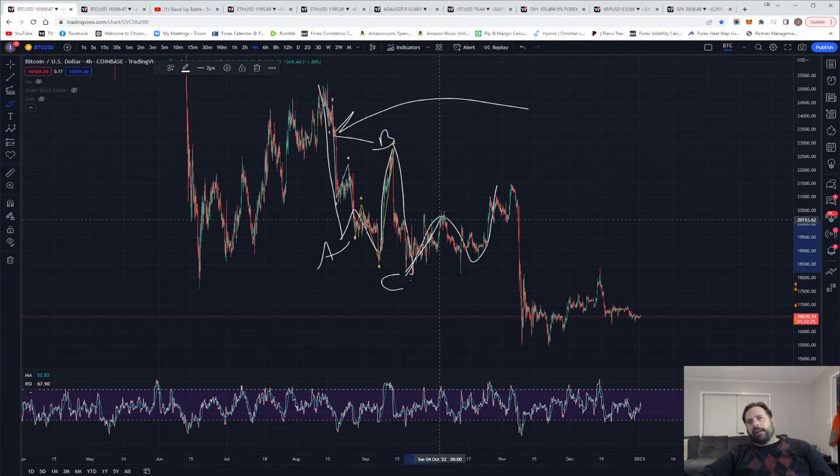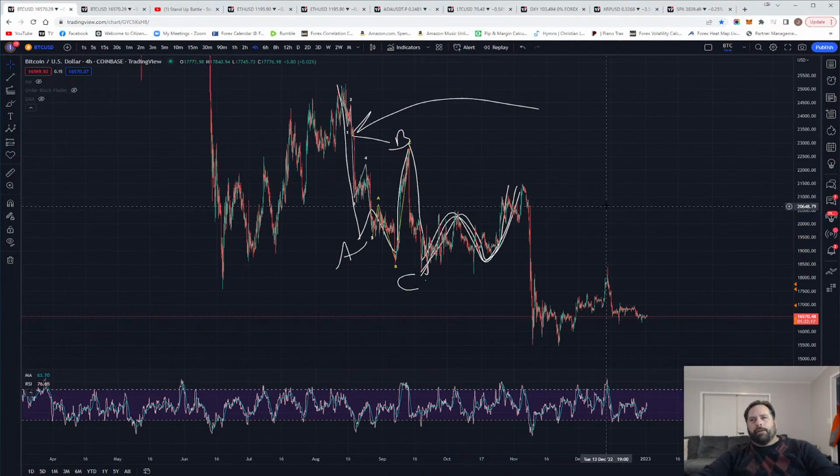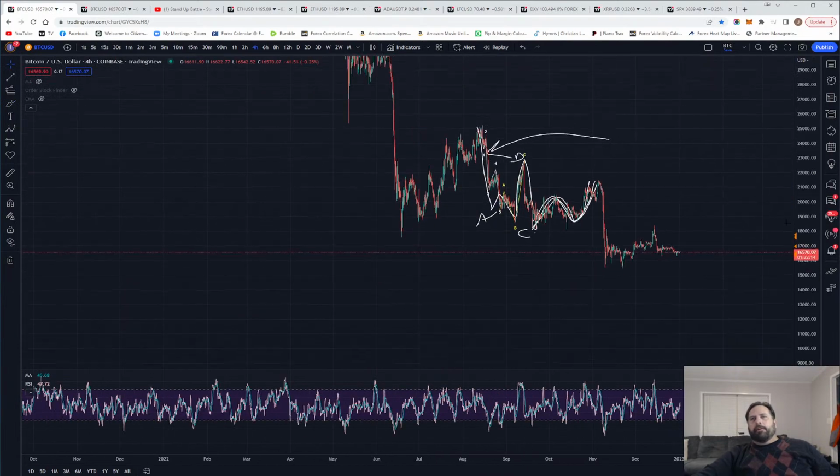All right? And now you've got a 3-wave move in the middle. Okay? So there's an ABC as well of some kind of 3-wave move. So now what do we need? What do we need in order to match that?